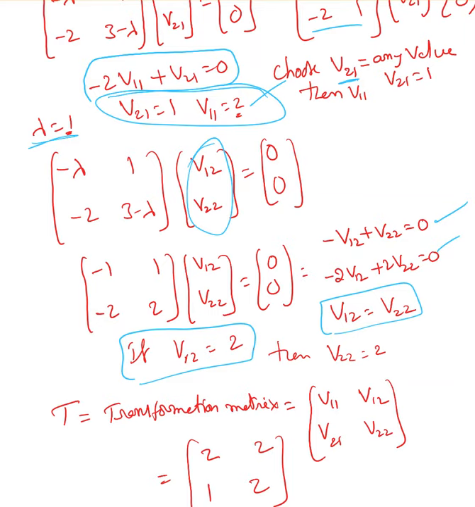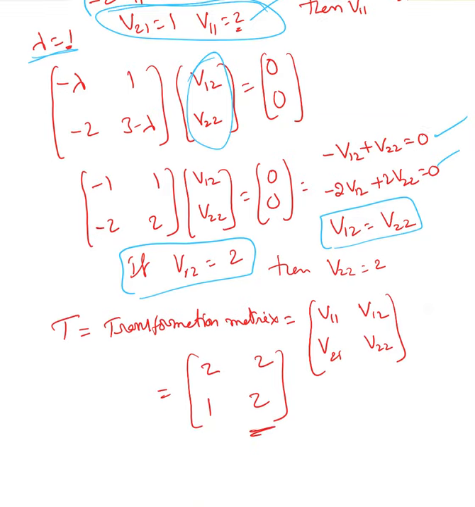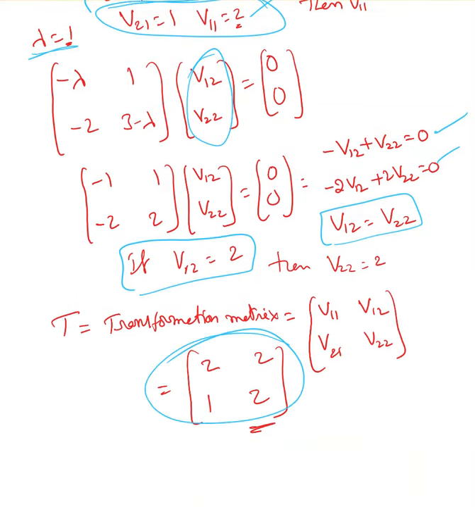Should I choose 2? No, it's up to you. You can choose any other value. So the state transformation matrix for the Jordan form is this.